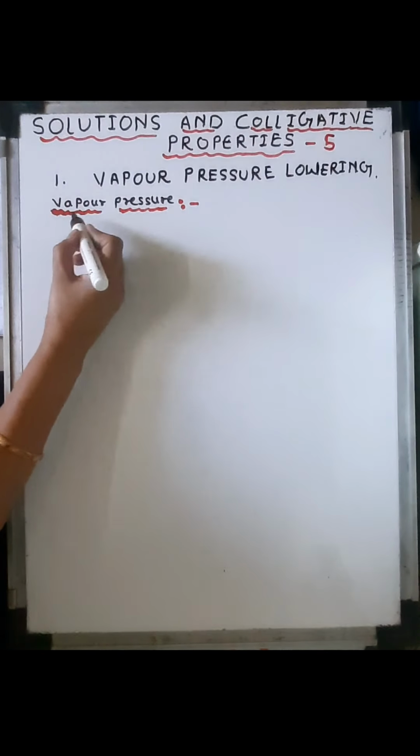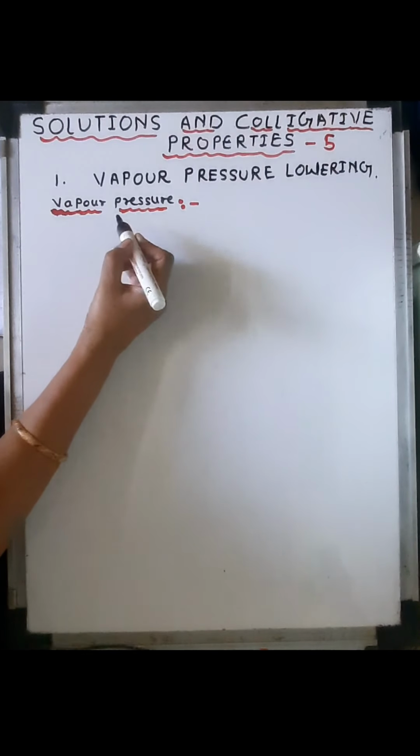First we will say what is vapor pressure. The vapor pressure is the pressure exerted by the vapors on the liquid when the liquid is in equilibrium with its vapors.